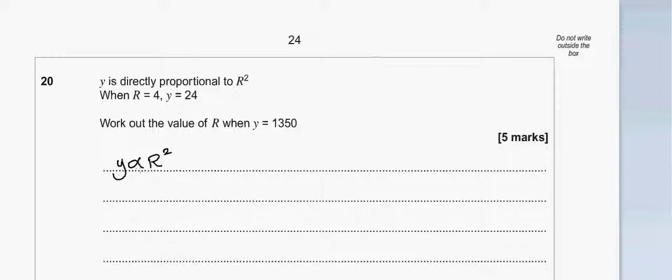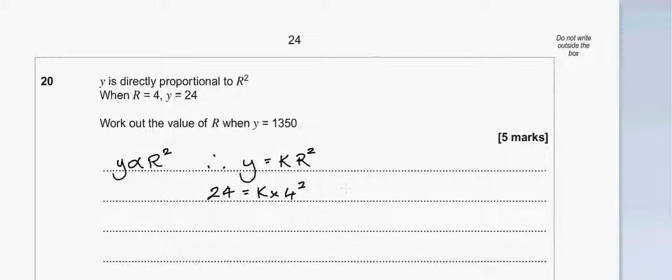Okay, so y is proportional to r squared. Okay, so therefore y equals k r squared. Okay, remember k is the constant of proportionality. Okay, so this is true when r is 4 and y is 24. So y now becomes 24, and that equals k multiplied by r squared. Now r is 4, so this is 4 squared.